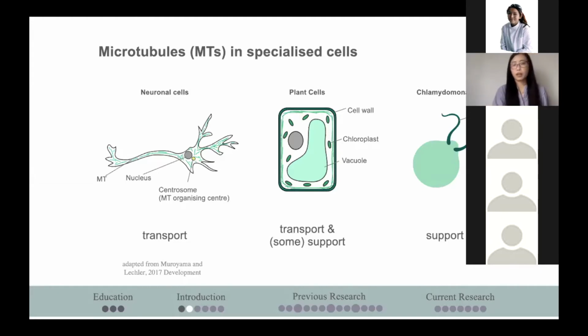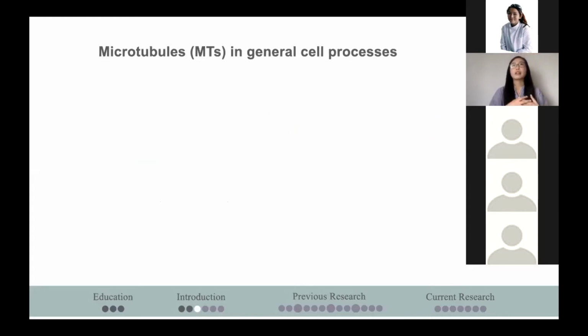Now, so far we've talked about microtubules and their functions in special cells. These are all very unique cells, and they look very different. But microtubules are actually in every single eukaryotic cell. So all the cells in our body have microtubules. They don't have to be just neurons or anything. And microtubules are very essential in general cell processes. One of the most important functions of microtubules is in cell division.